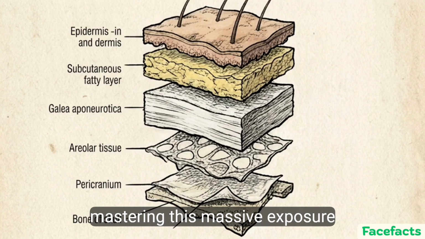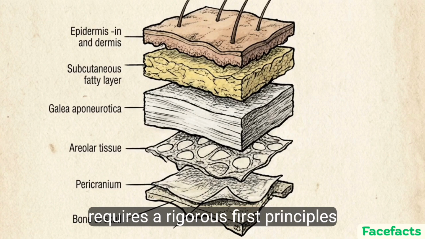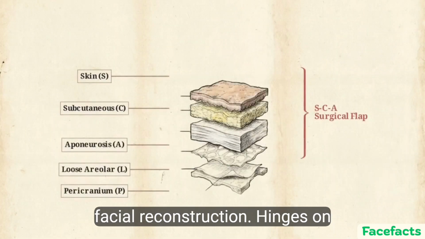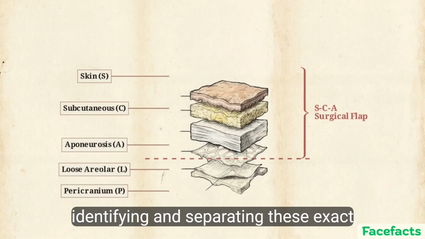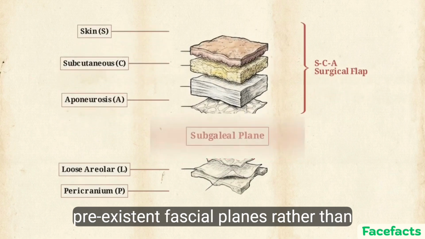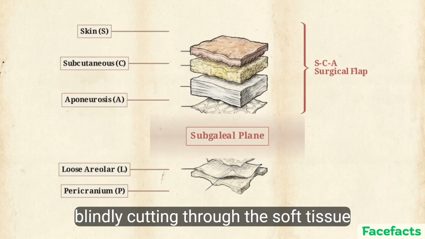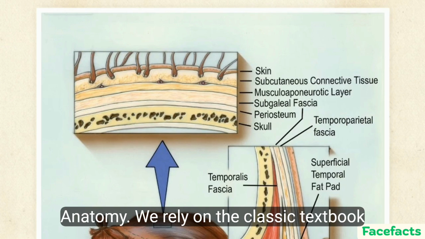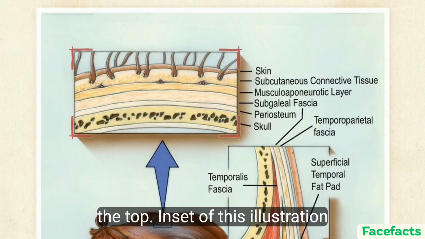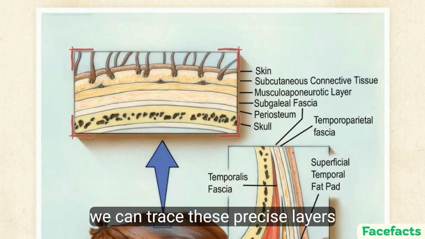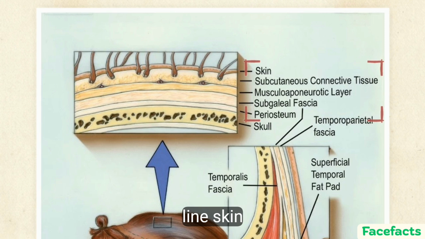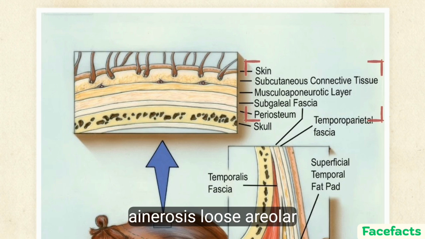Mastering this massive exposure requires a rigorous first principles understanding of the distinct tissue layers forming the midline. Successful facial reconstruction hinges on identifying and separating these exact pre-existent fascial planes rather than blindly cutting through the soft tissue envelope. To decode the midline anatomy, we rely on the classic textbook mnemonic, SCALP. Looking at the top inset of this illustration, we can trace these precise layers above the superior temporal line: skin, subcutaneous tissue, aponeurosis, loose areolar tissue, and pericranium.